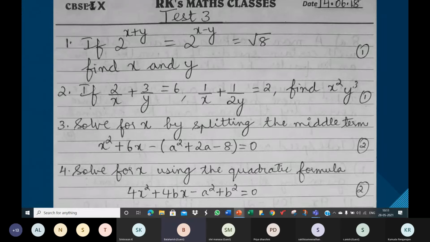Ma'am, second one x is equal to 6 and y is equal to 6, ma'am. X6, Y6, second one, no. Okay, ma'am, I'll try, ma'am. Yeah, please try again.